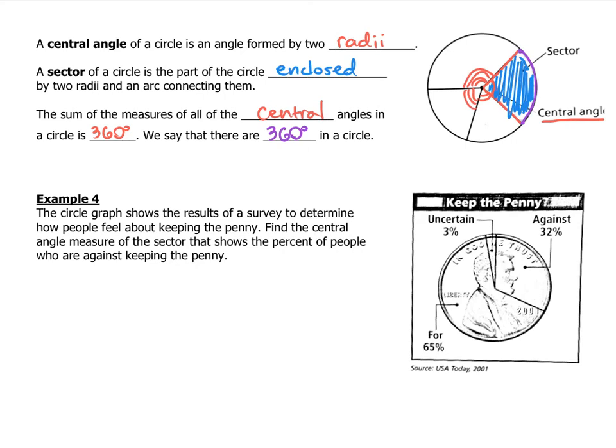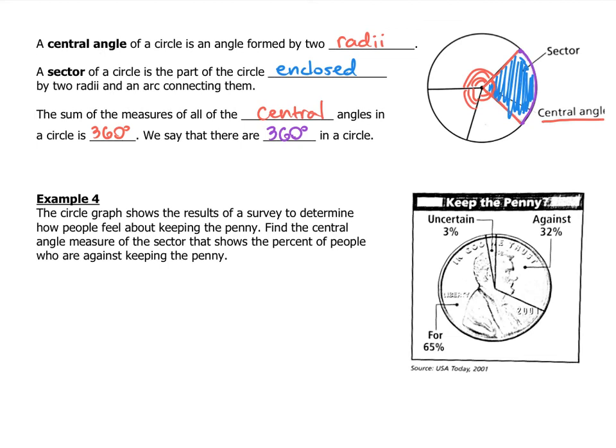Okay, so in example 4, to the right you have a circle graph that uses a penny as the circle, and it shows the results of a survey to determine how people feel about keeping the penny. And what the directions ask us to do is find the central angle measure of the sector that shows the percent of people who are against keeping the penny.